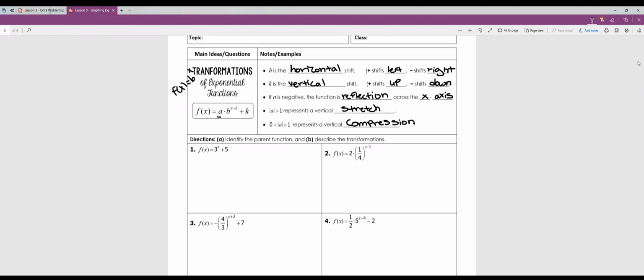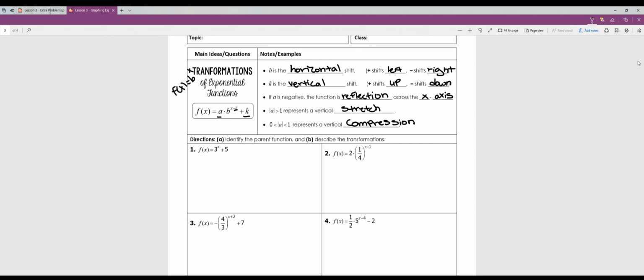We have a on the outside, which if it's negative means a reflection across the x-axis, or a stretch or compression. We have our h here, which is our horizontal shift, positive left, negative right, and k on the outside is our vertical up and down. So let's take a look at number 1.